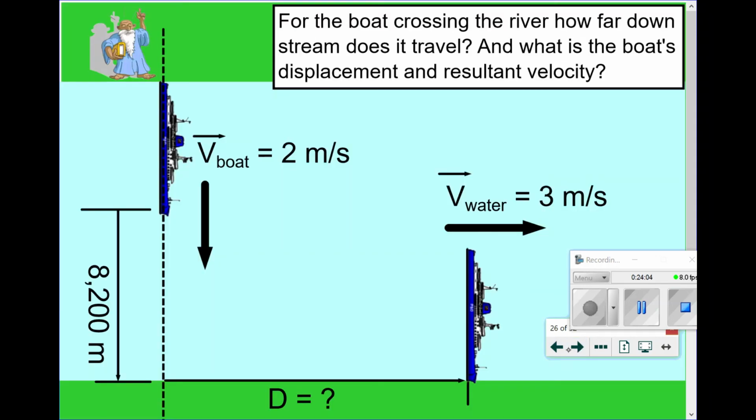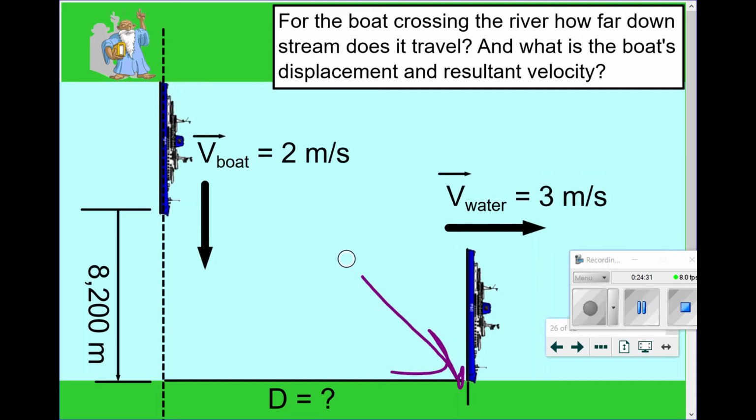So we have a situation here where I have a boat that's going to cross a river, and I want to know how far down the stream does it travel, and what is the boat's displacement and resultant velocity. And if you notice, I said the boat's displacement, since we didn't say x or y, that's already being implied that's the resultant displacement, because the boat does start here and end over here. So this is the boat's displacement.